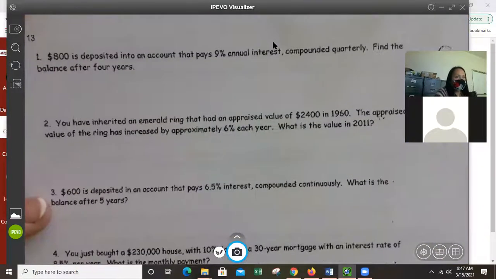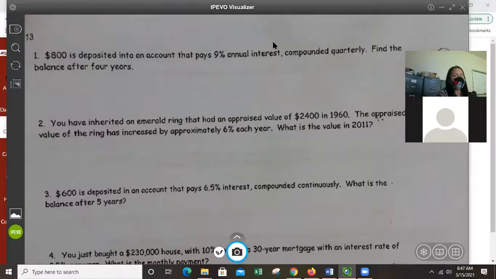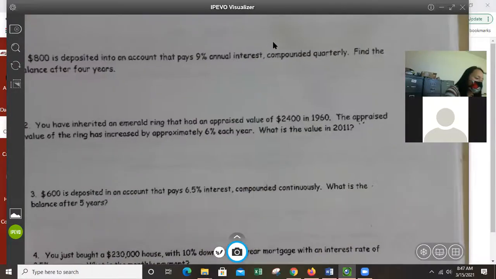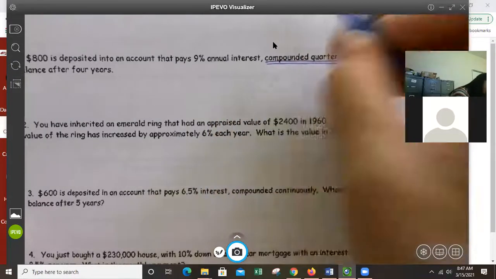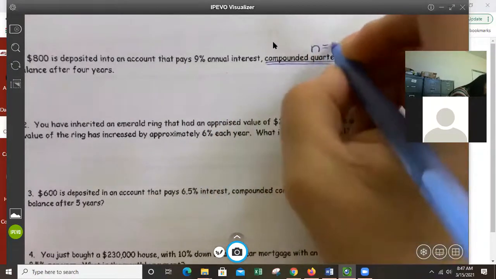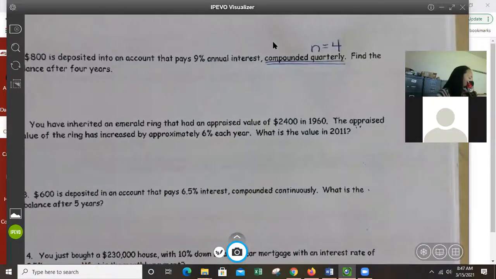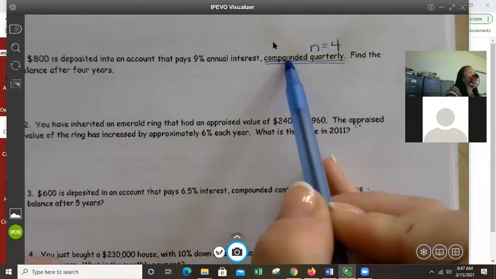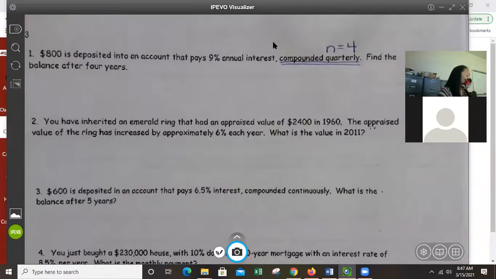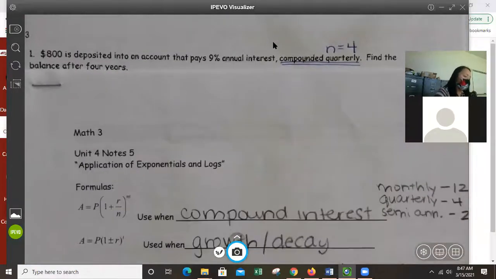So we're going to look at the first problem. It says $800 is deposited into an account that pays 9% interest, compounded quarterly. So that means 4 times a year. And it said compounded, so we know it's that first formula. If you look back on your paper, that first formula was for compound interest, not compound continuously, just compounded. So we're going to use this formula right here.